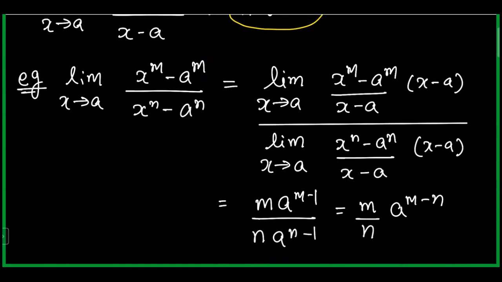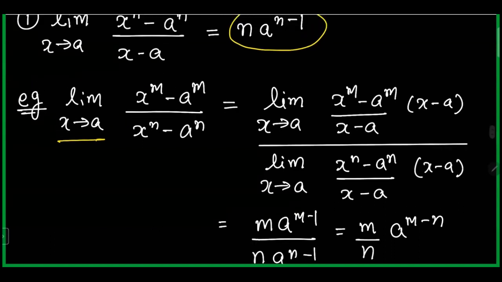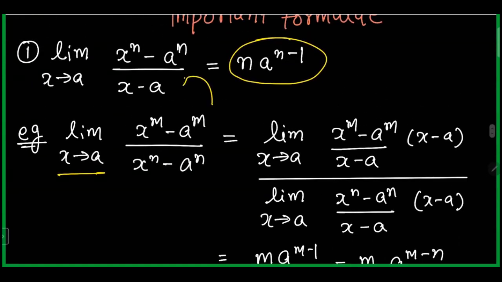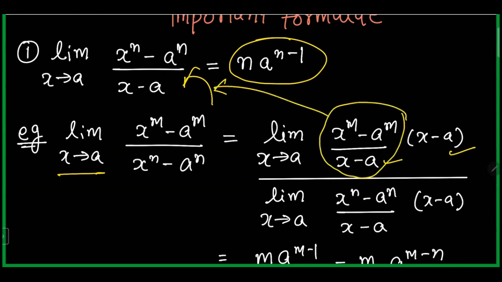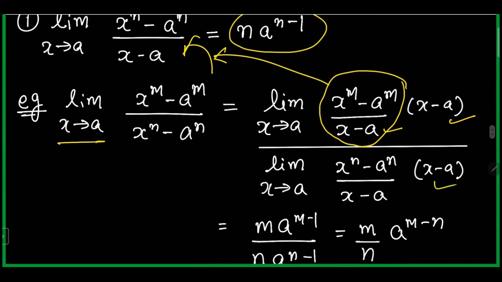The question in front of you is the limit as x approaches a of (x raised to power m minus a raised to power m) divided by (x raised to power n minus a raised to power n). I can convert this into this form. How? In the numerator, I will divide by x minus a and multiply by x minus a. Now I have the form I need. Also in the denominator, I will multiply by x minus a and divide by x minus a. Here also I have the same form. And I can cancel the x minus a terms.